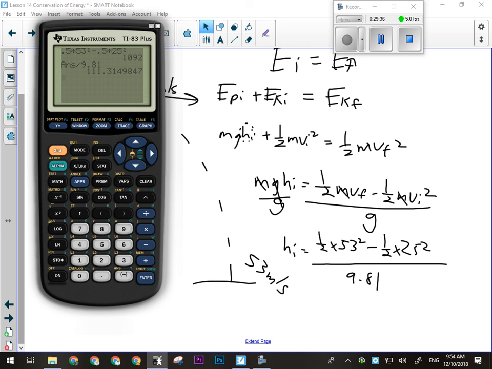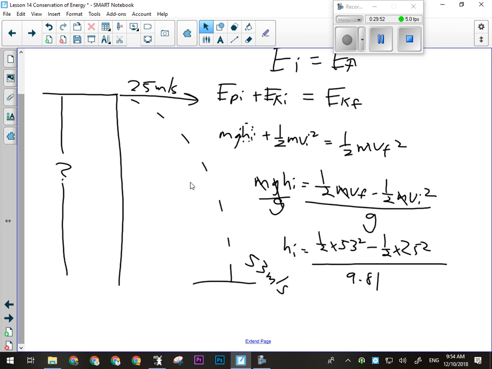So the cliff is 111 meters high. That is a high cliff, but if it's not over 100 meters, it's not really a cliff. It's got to be intimidating. There has to be an element of fear and danger when you look over the edge.